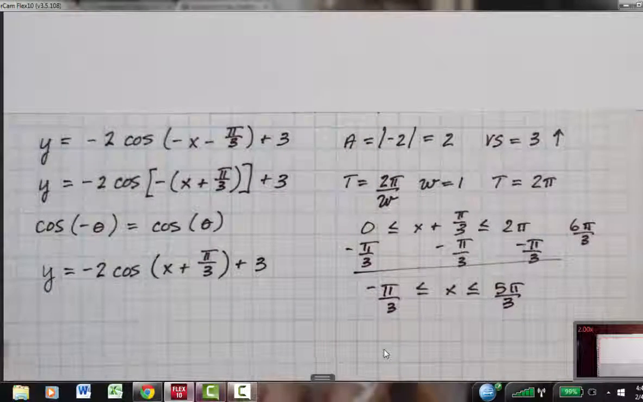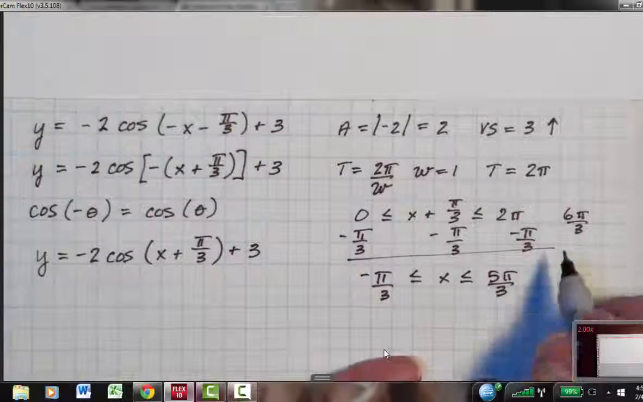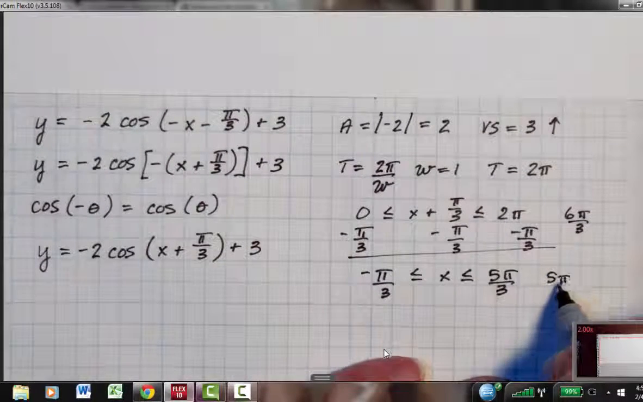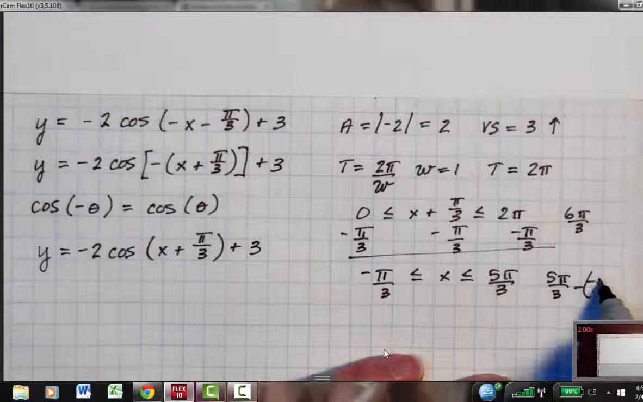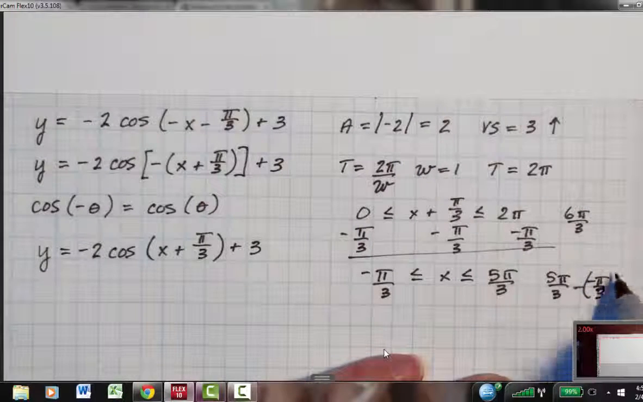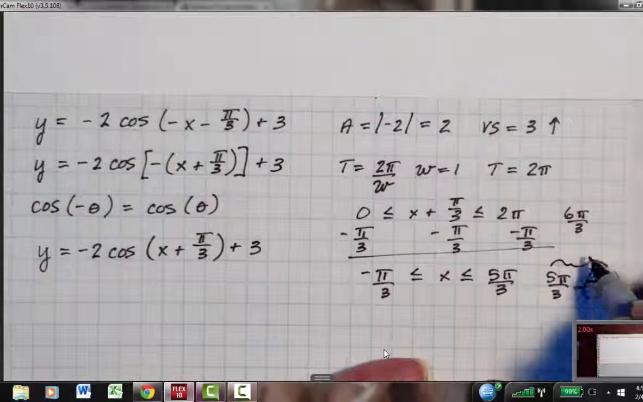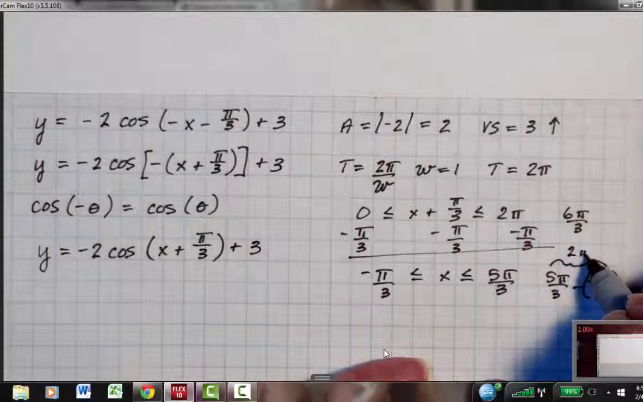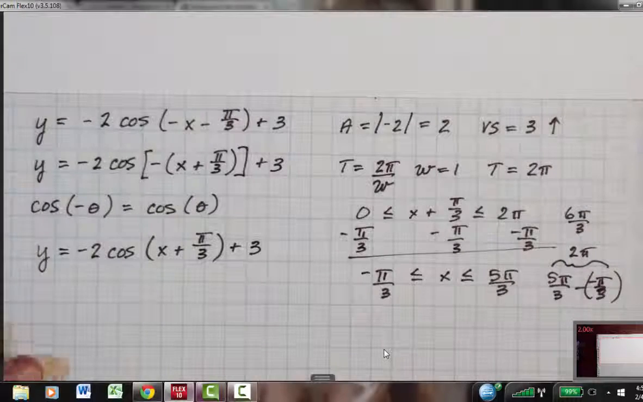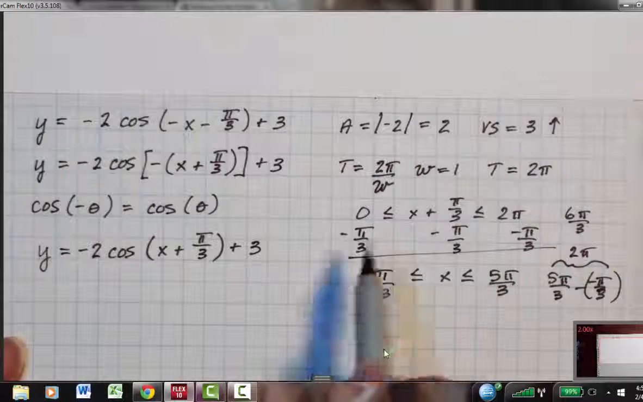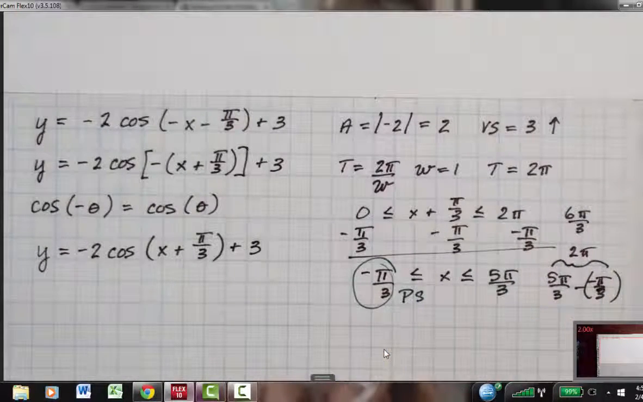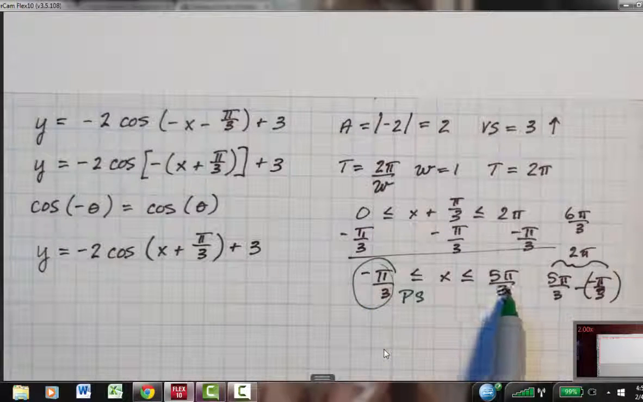If you want to check your period, you can do that. Just take 5 pi over 3, subtracting negative pi over 3, and that should give you 6 pi over 3, which is 2 pi. So it checks. My period checks. Remember, this is my phase shift, so that means I'm going to be moving to the left, pi over 3. This is my starting point. This is my ending point.